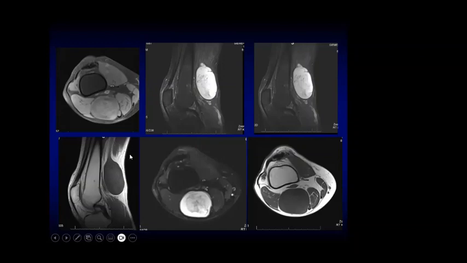Spindle shape. Okay, so what do you think? If it's arising from a neurovascular bundle structure, yeah. Okay, so what do you call this appearance here? So you have high signal intensity. Kind of nerve sheath tumor. So this is a nerve sheath tumor.